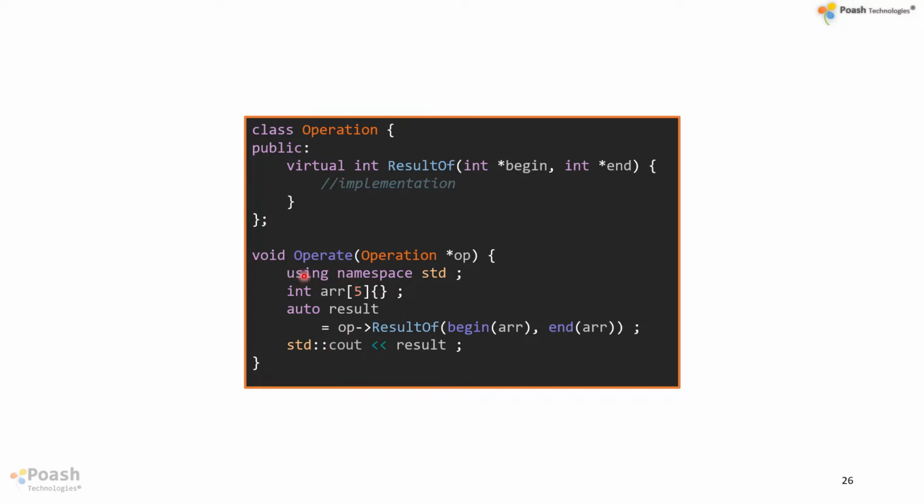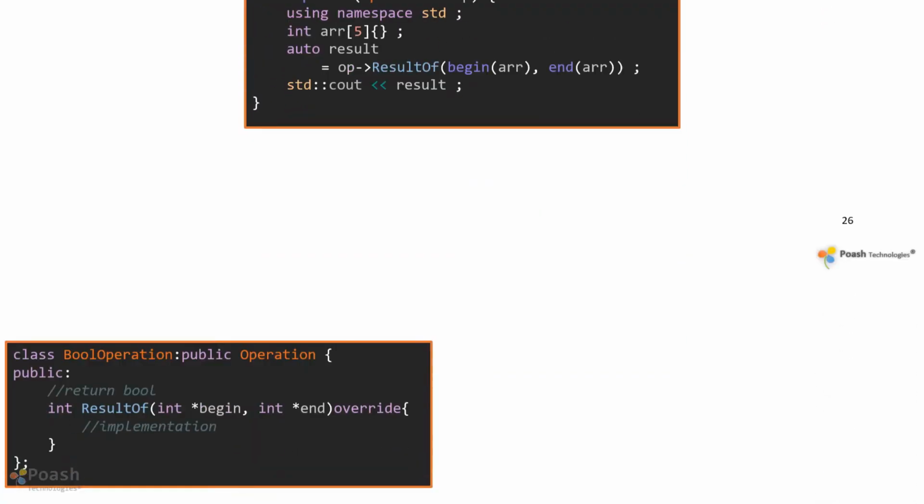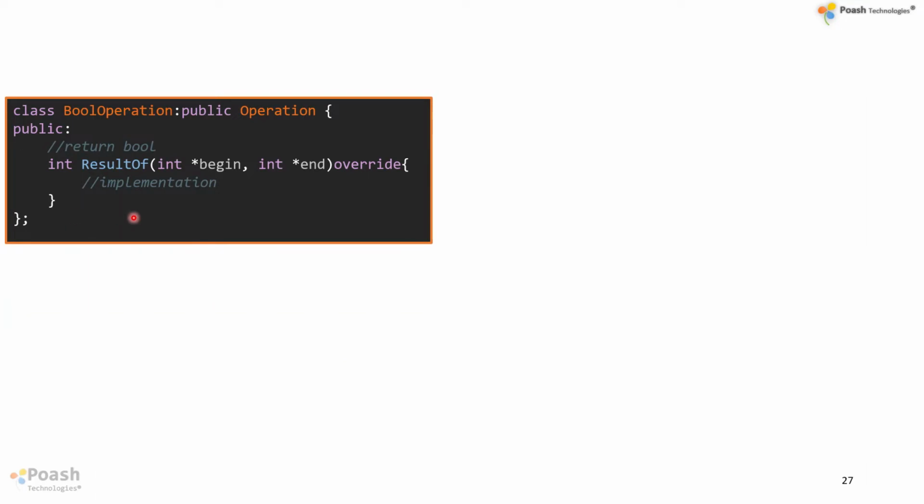And this is how the Operation class might be used by a client. So here, the client simply invokes ResultOf and then gets the result. Now, what if we want to add support for a Boolean operation? In this case, we perform an operation on the elements of this range, but the result should be a Boolean. Boolean is also an integral type, and we can easily return it as a result from this function.